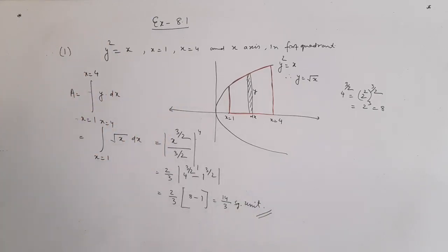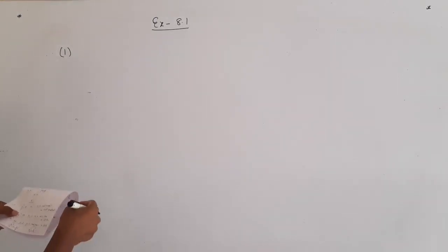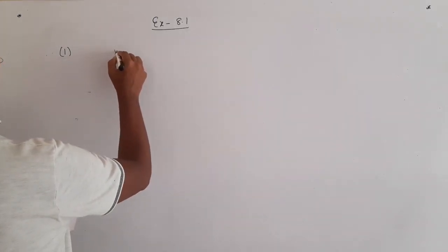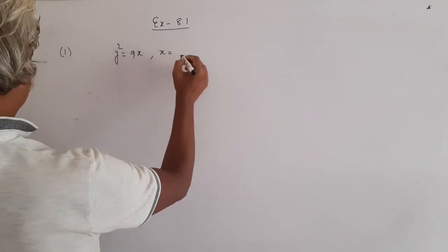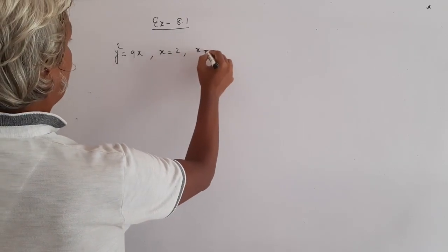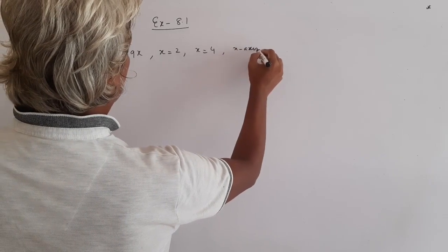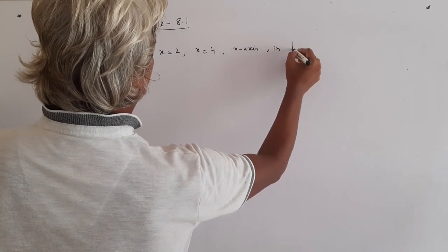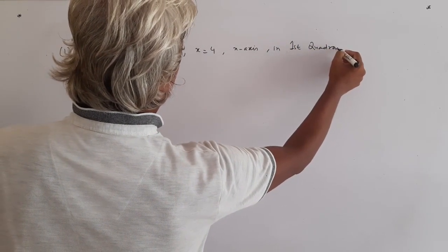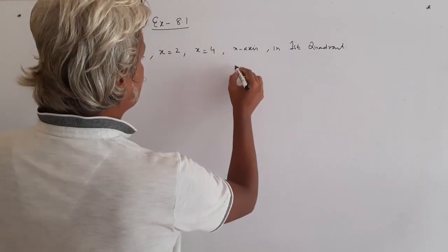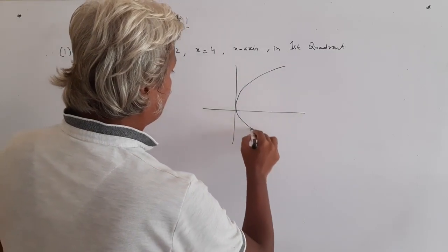This is the answer. Now the second question is y square equal to 9x. Just like the first question, y square is 9x, x equal to 2 and x equal to 4, and the x-axis, in the first quadrant. Just like the previous question, first you plot this, so you get the parabola like this.